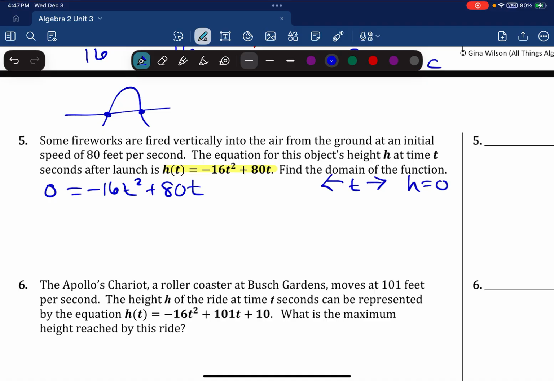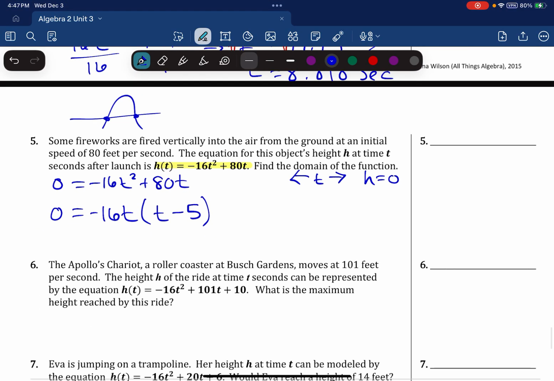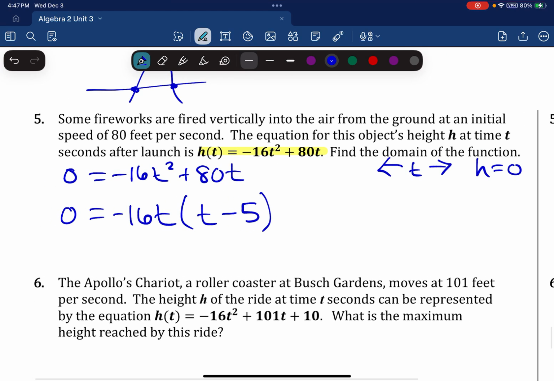Now this is a binomial, so factoring is usually my best bet. Both of these numbers are divisible by -16. So I can take a -16 out and a t out from both of those terms. -16t squared divided by -16 is going to have a t left over. Positive 80 divided by -16 is -5, and t divided by t is 1, so there are no t terms left in our factor.